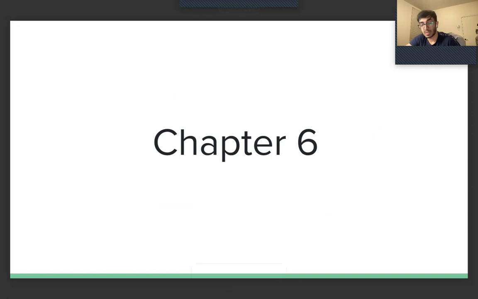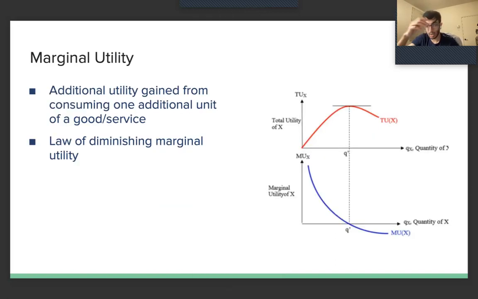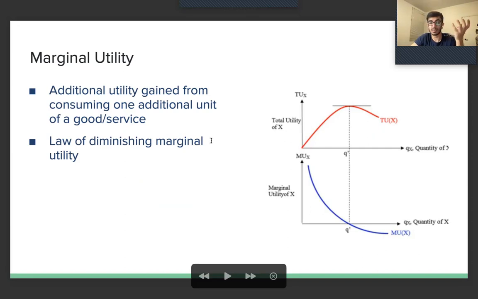Okay, let's move on to chapter 6. Here we start talking about consumer theory and how consumers make choices. So marginal utility is, let's see what utility is. Utility is basically the amount of happiness you get out of consuming a product. Marginal utility is the additional utility you get from consuming one more unit of the product. It's just the additional happiness you get from consuming one more of that good.